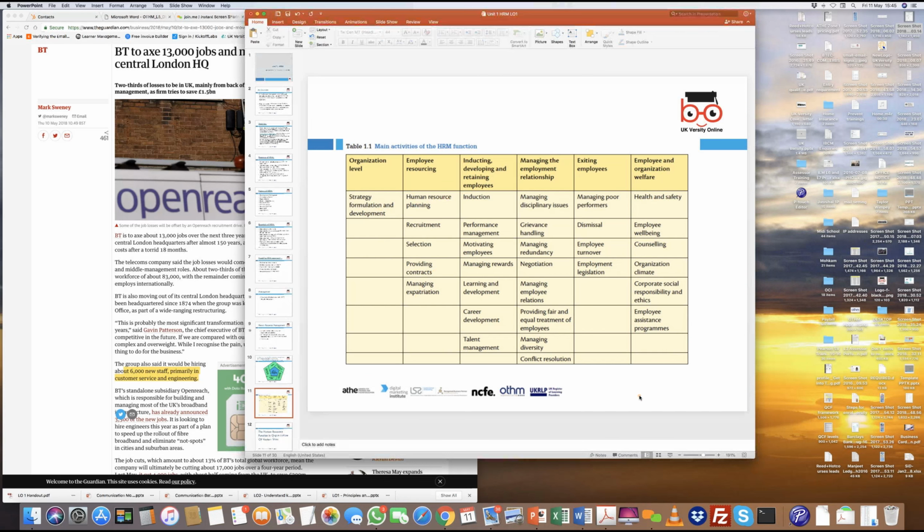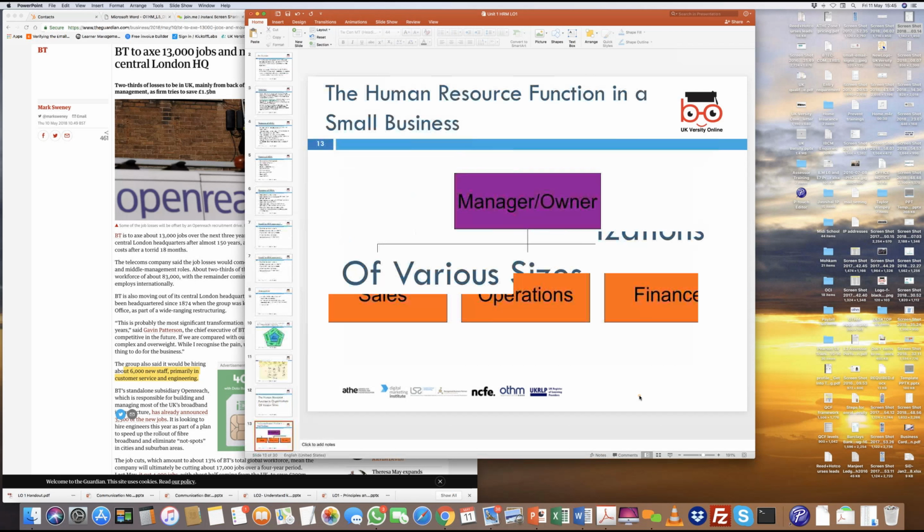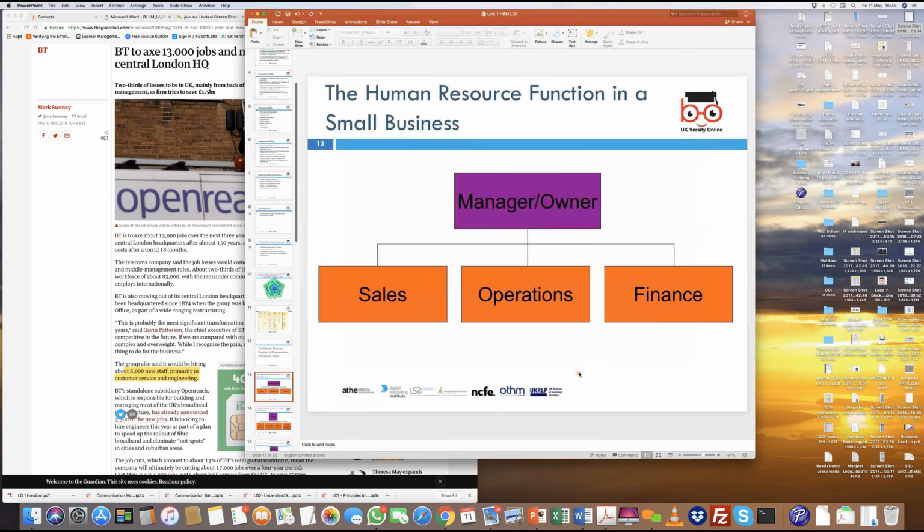Now, just briefly, I've given examples already, but let's look at it. If you have a small business, you have owner, sales, operation, finance. Who does the HR function in a small business like this? In a small business, there is no dedicated HR function. Who do you think takes care of HR responsibility here? Yes, it is the manager. Here, because the business is small, the director or the owner of the business also does the functions of being an HR manager.